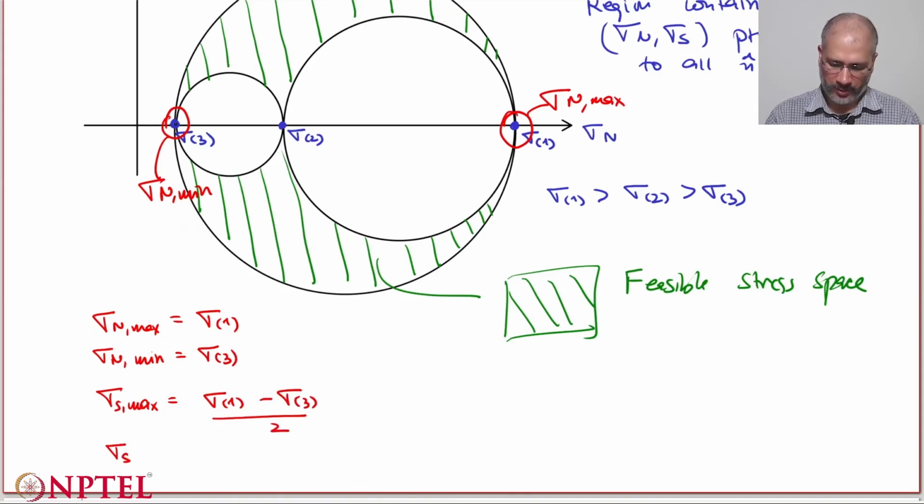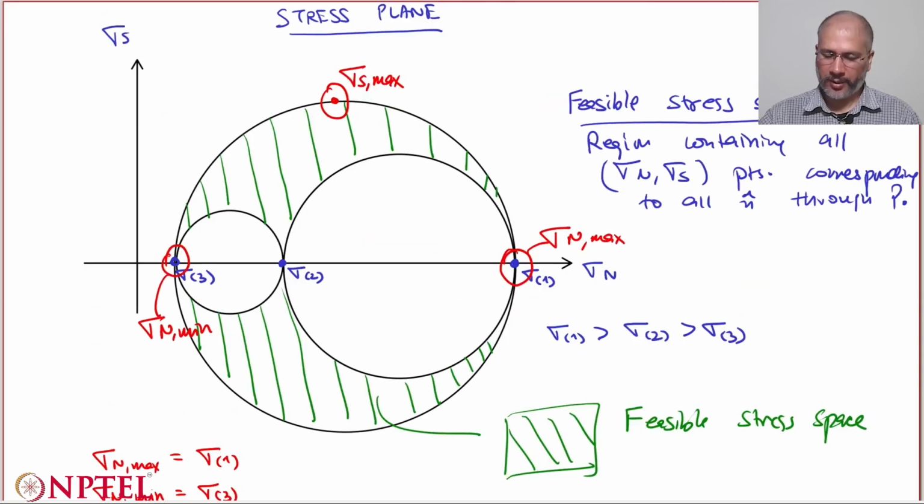And sigma s min, as I just mentioned, is simply 0, because we are only interested in the magnitude of shear stress in this case. So you can see that using these Mohr's circles in the stress plane, we can very easily visualize the feasible stress space and the stress maxima. So our goal now is to obtain the equations of these circles and the corresponding feasible stress space on the stress plane. So let's do that now.